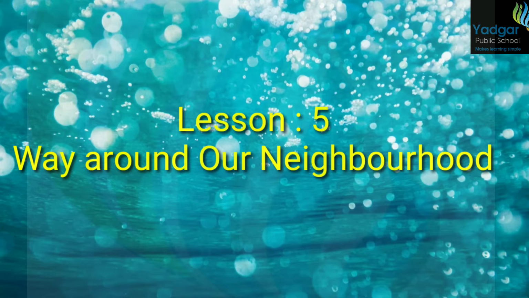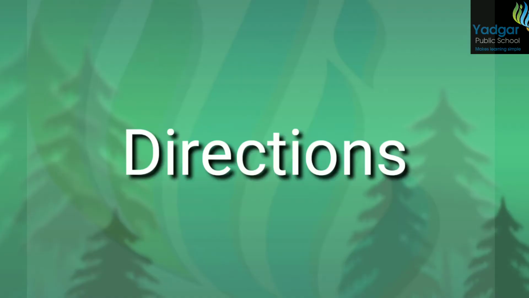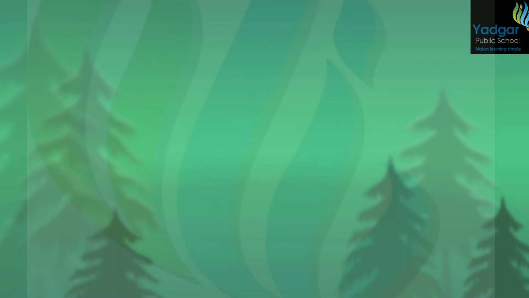My dear children, let us learn the fifth lesson in science, that is Way Around Our Neighborhood. Dear students, when we tell someone how to go to a place, we give directions, isn't it? Go right, left, straight and so on. Like this we are giving directions. In this chapter, we are going to learn mainly about directions.